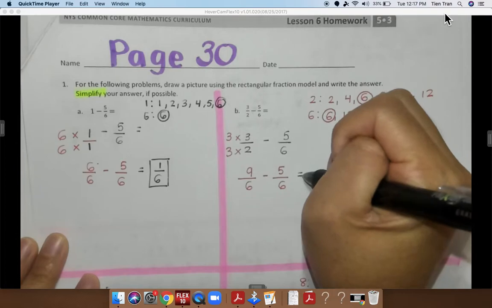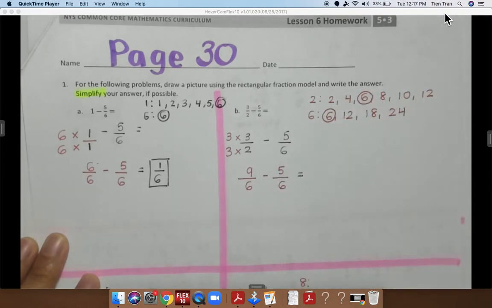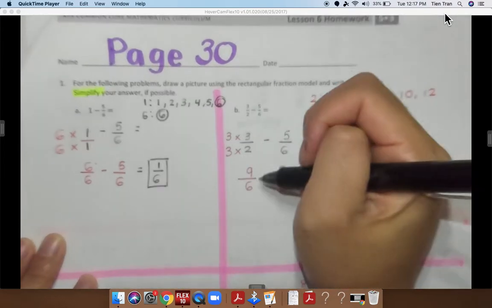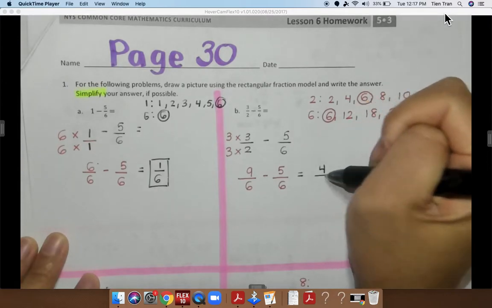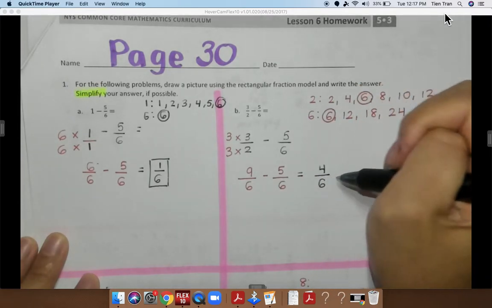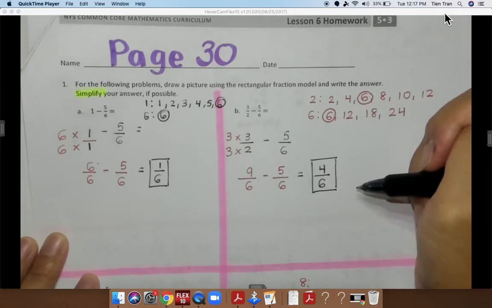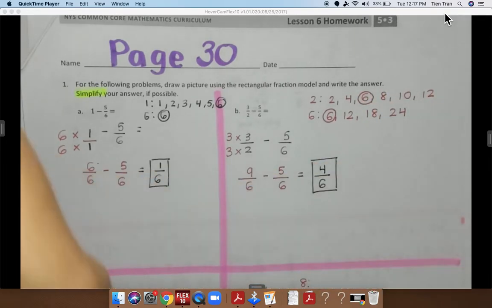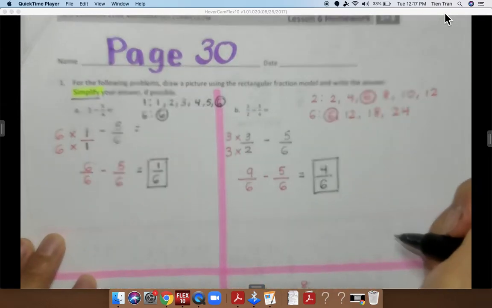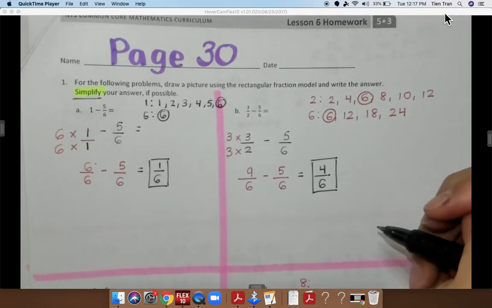So now I have 9/6 minus 5/6, and I can subtract. 9 minus 5 is equal to 4, and 6 stays the same. So my final answer is 4/6. But look here, you can simplify, which is what they're asking you to do. Miss Tran, how do I simplify?